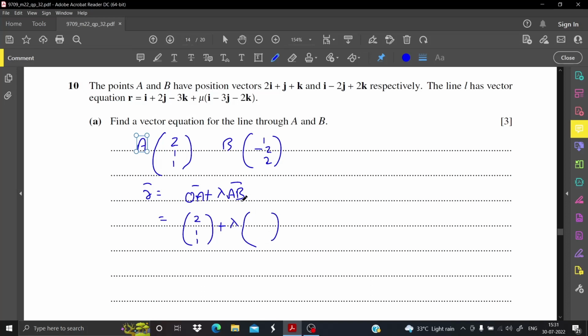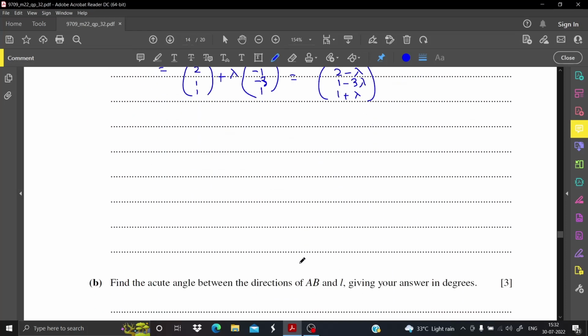So AB is nothing but OB minus OA. So subtract the position vector of point A from the position vector of point B. So you get 1 minus 2 is minus 1, minus 2 minus 1 is minus 3, then 2 minus 1 is 1. And that is your equation of the line passing through A and B. So you can make this as one equation: (2 minus lambda, 1 minus 3 lambda, 1 plus lambda).